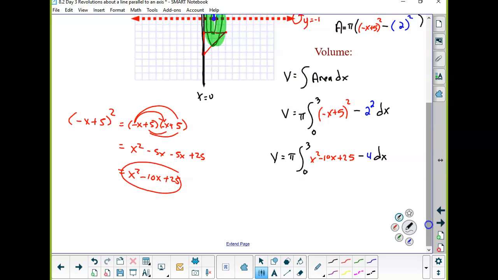And then we could actually combine the 25 minus the 4. And again, if you see that right away, save yourself work. You don't get any extra points for showing more work here.